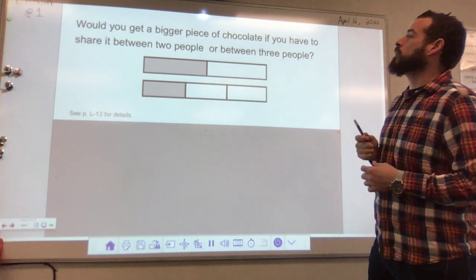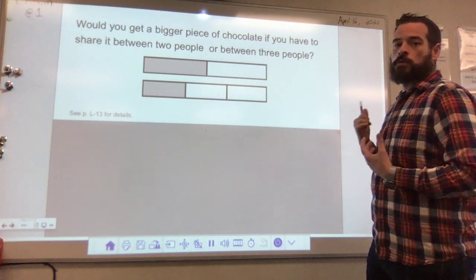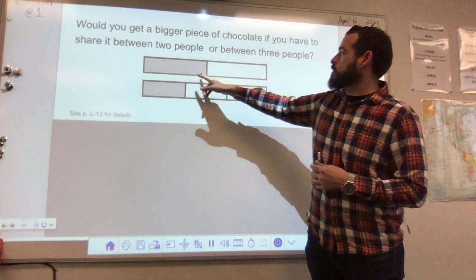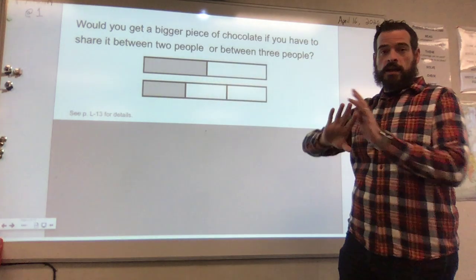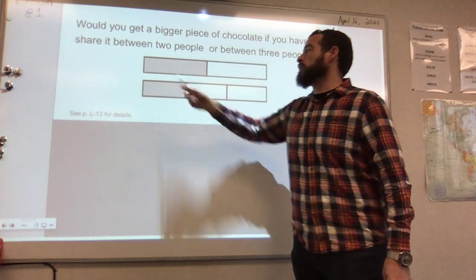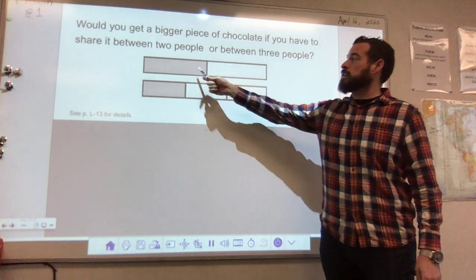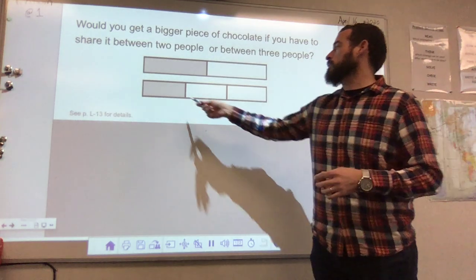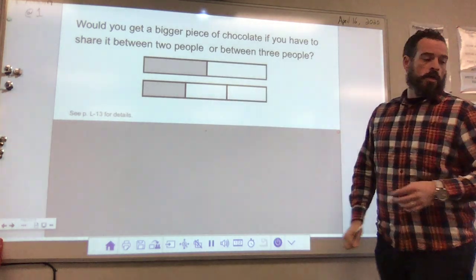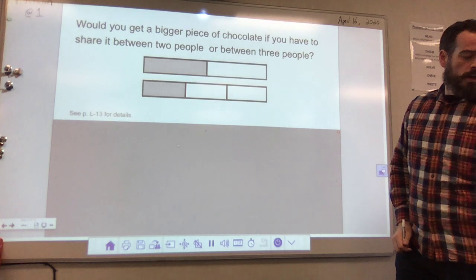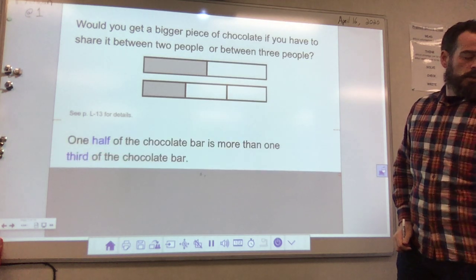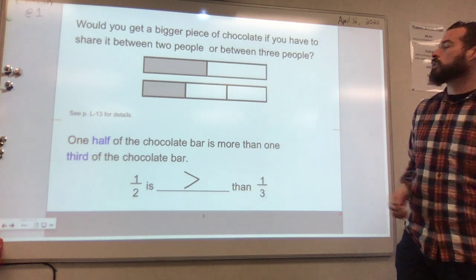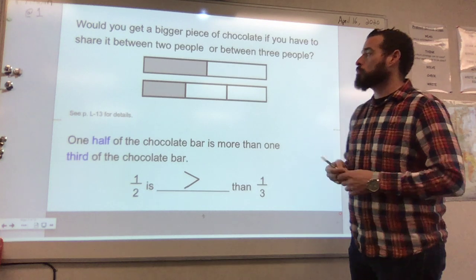But let's just go back to that first question. Would you get a bigger piece of chocolate if you have to share it between 2 people or between 3 people? And if you look and line up your fraction strips here, you can see that this part, just by looking at it, not even knowing the numbers, is bigger than that part. So if you're only dividing equally between 2 people, that's going to be a bigger piece. You're going to get more than if you are dividing it up between 3 people. And just looking at this, 1/2 of the chocolate bar is more than 1/3 of the chocolate bar.